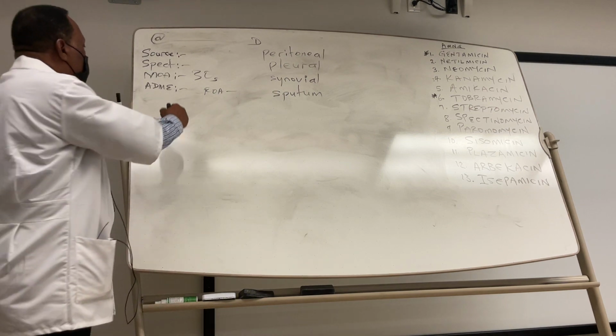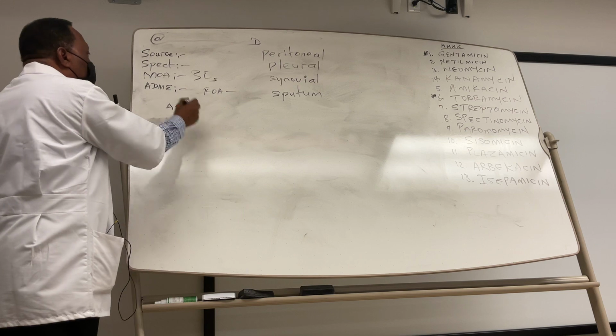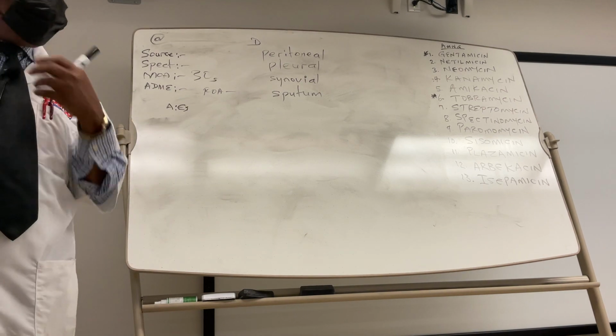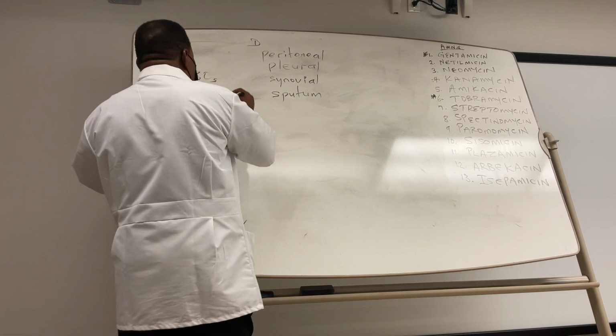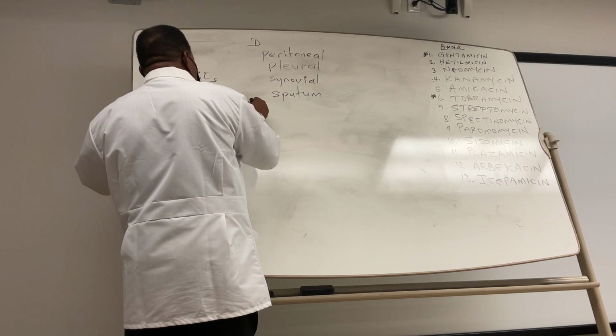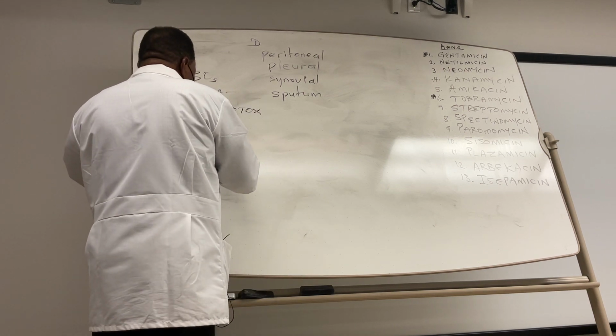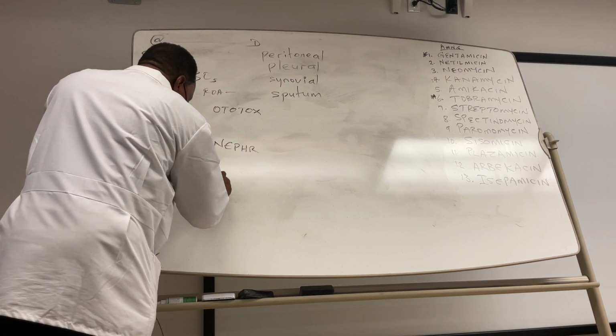Thank you. So, adverse effects of your aminoglycosides, using gentamicin, of course, as a specific example. I would mention some of them: the ototoxicity, nephrotoxicity, and then neuromuscular blockage.